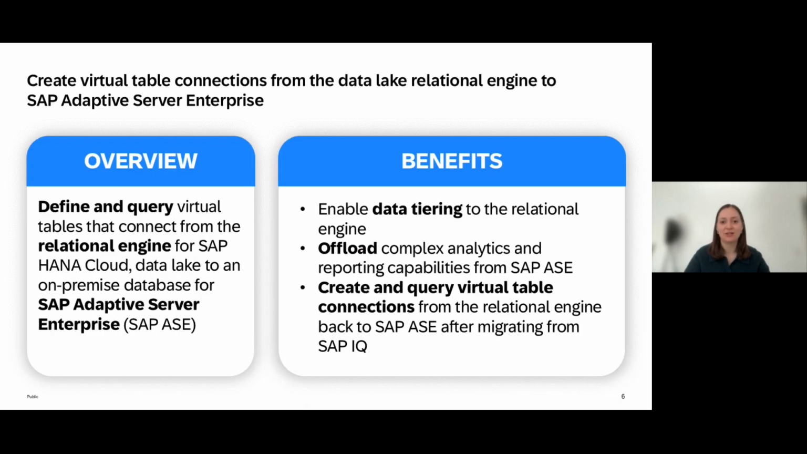Moving on to the next innovation, you are now able to create virtual table connections from the HANA Data Lake Relational Engine to SAP's Adaptive Server Enterprise. Okay, what does that mean for you? You can now define and query virtual tables connecting from your relational engine to ASE on-premise. This actually comes with a handful of benefits. It of course enables data tiering to the relational engine, and it allows you to offload complex analytics and reporting capabilities to improve the efficiency. You can of course also create and query virtual table connections.